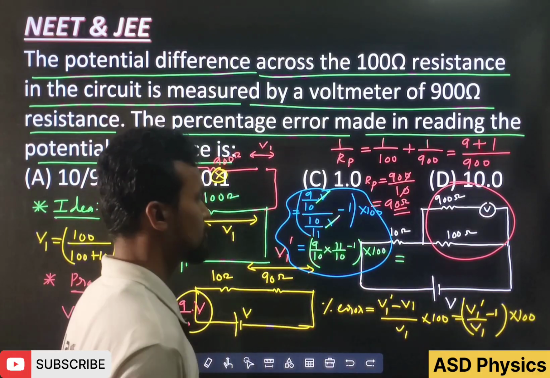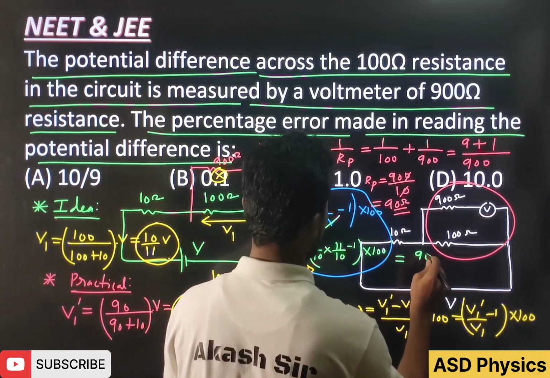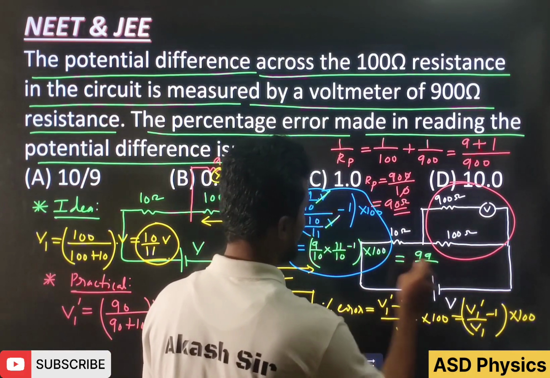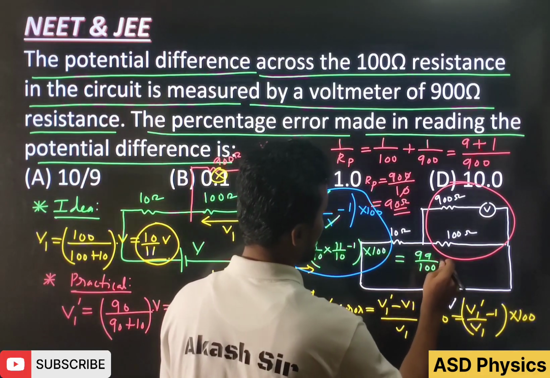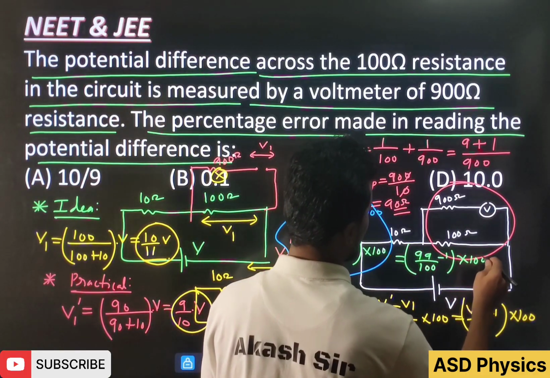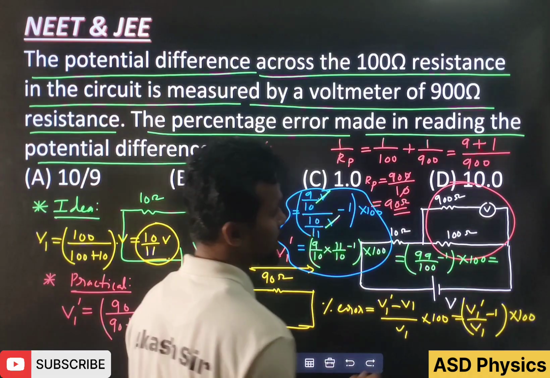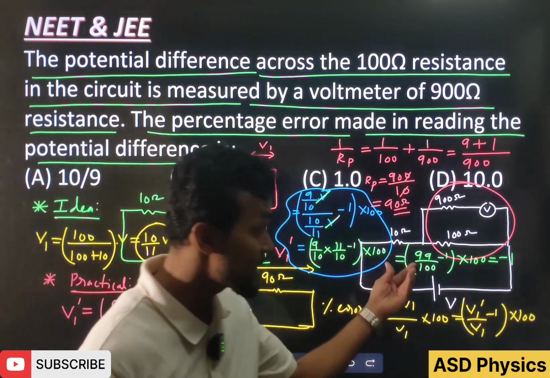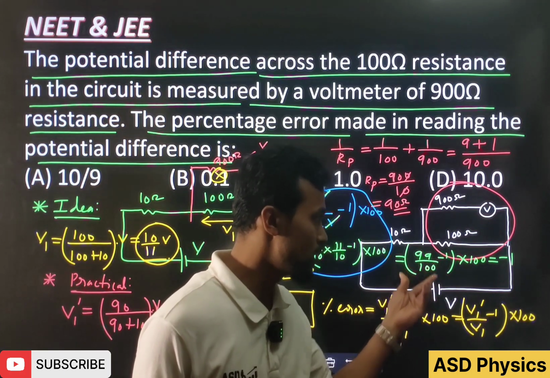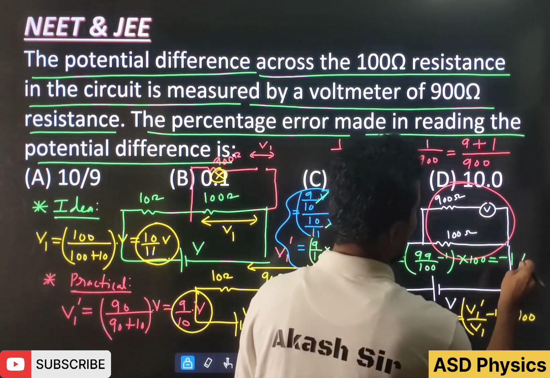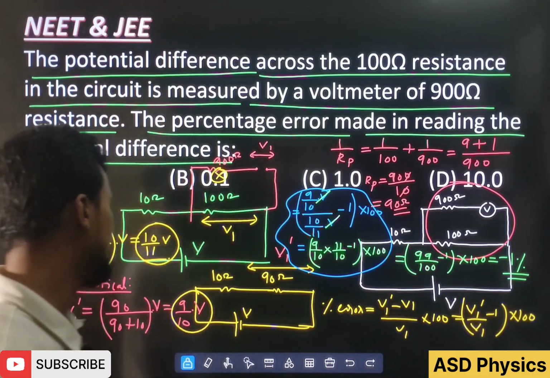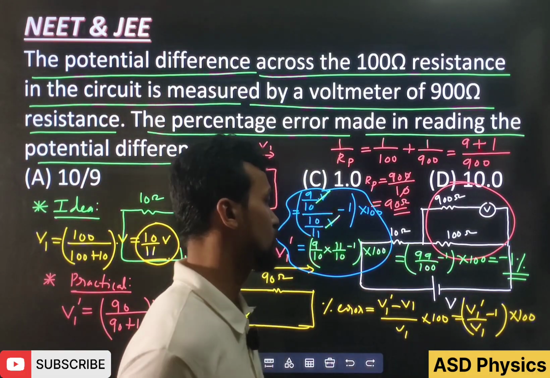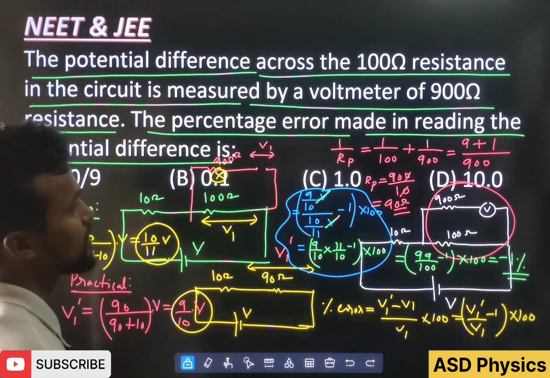Then this becomes 90 by 99, sorry, 9 into 11 is 99, so 99 by 100 minus 1 into 100. When you simplify this, it becomes minus 1 by 100 into 100, because 99 minus 100 by 100. So what is coming? Minus 1%. The negative sign indicates that V1 dash is less than V1.